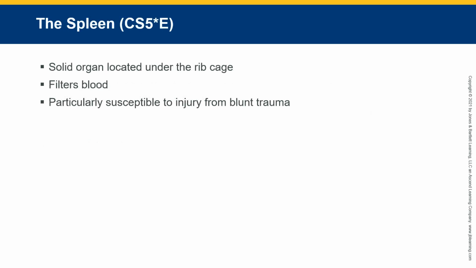The spleen is a solid organ located under the rib cage in the left upper quadrant there. It filters blood, and it's really susceptible to injury from blunt trauma. It's really easy to rip or tear the spleen there.